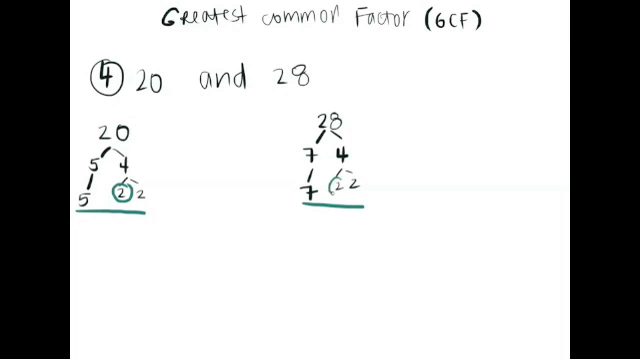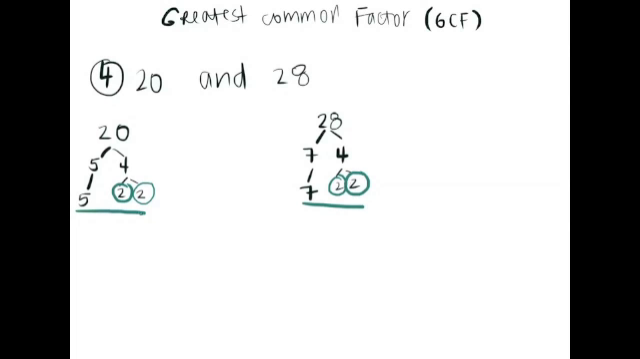I have a 2 right here, so I'm going to circle it because it's spoken for now. Those 2 are going to go to the dance together. I move on over and I have another 2 right here. And do I have a 2 on this side that's not spoken for? I do. So I circle it.